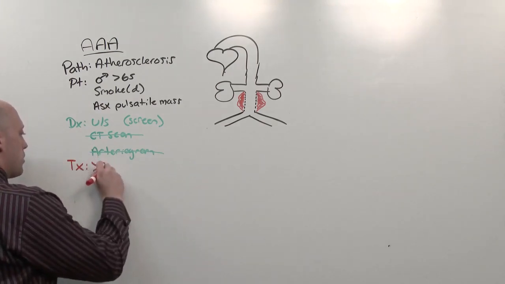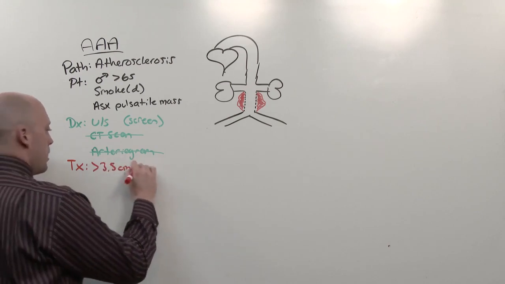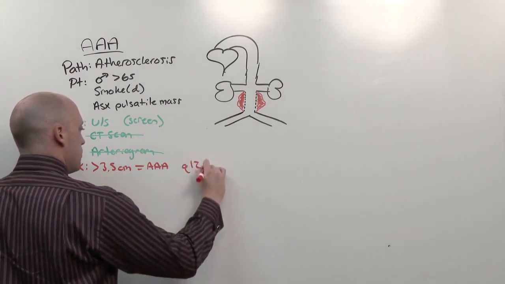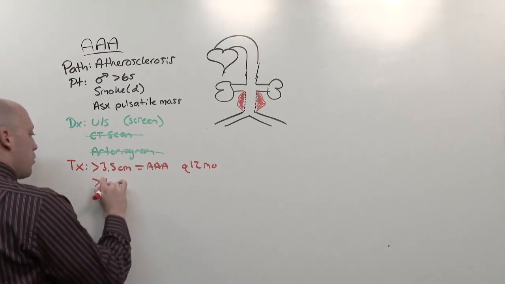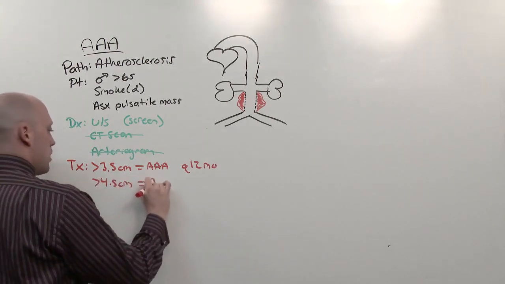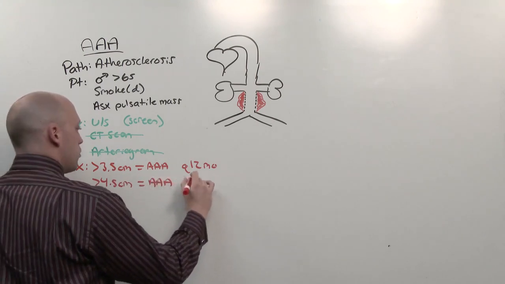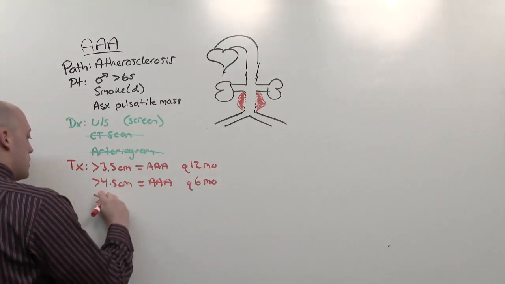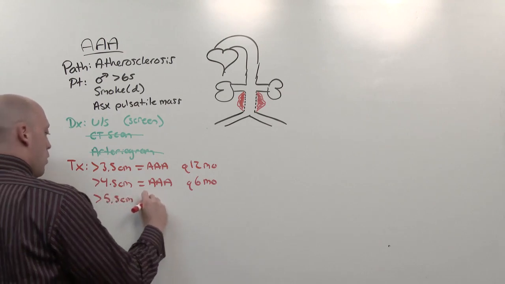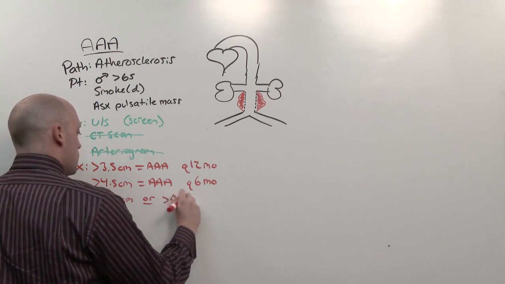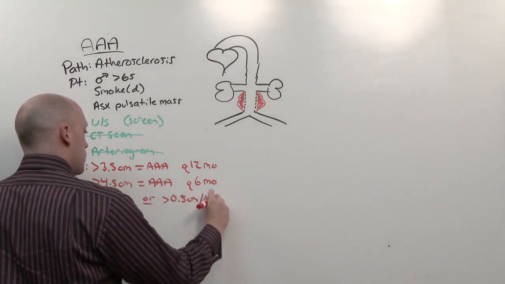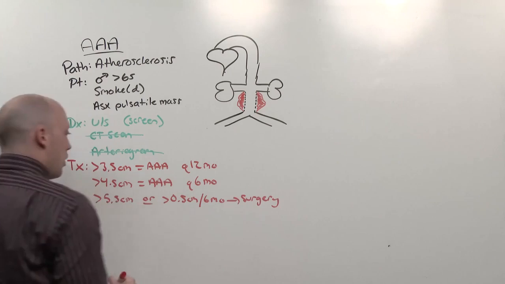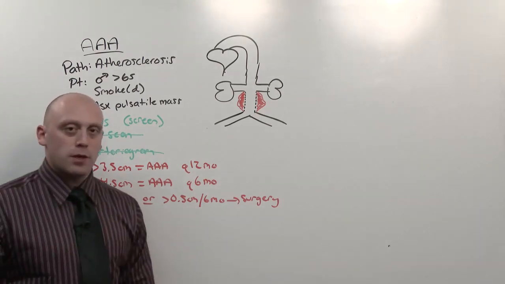If you are greater than 3.5, you have an aneurysm, and you should be screened every year. If it is greater than 4.5 centimeters, you have a AAA, but now it's high risk, you get rescreened every 6 months. If the aneurysm is greater than 5 centimeters or is growing at a rate greater than 0.5 centimeters per 6 months, you go to surgery. Otherwise, you watch and wait and rescreen.